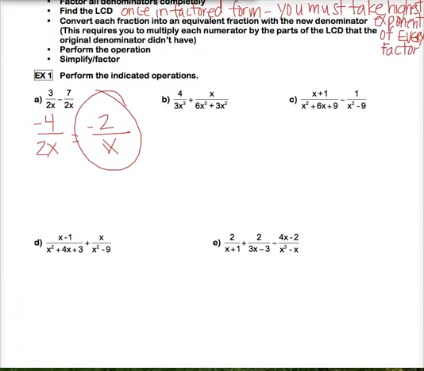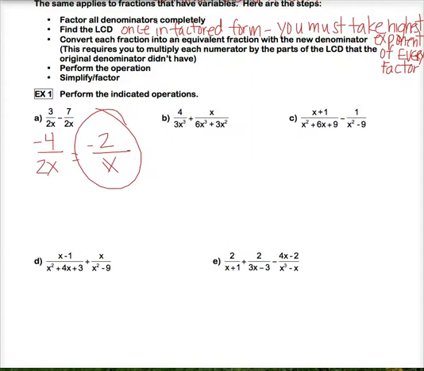Now, we won't have very many of those. Those are just way too easy, of course. So now we're going to look at one where we do need to do all the steps. So what we're going to do, factor the denominators completely. This denominator is a monomial, so there's nothing I can do to it.